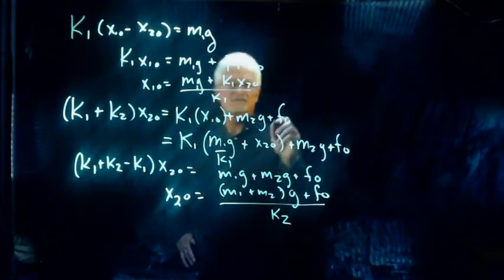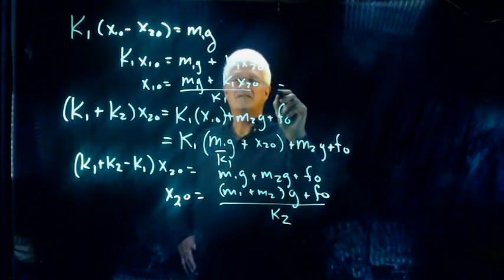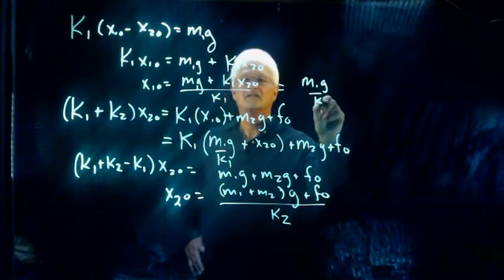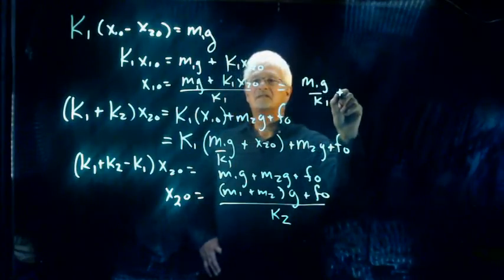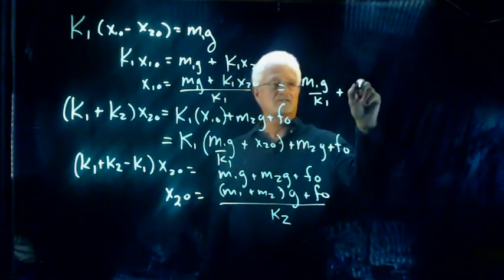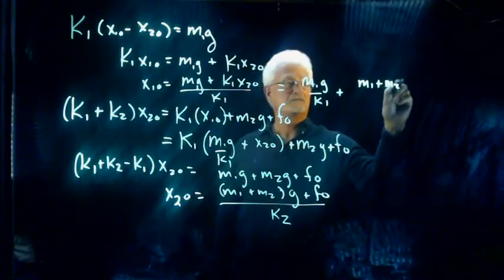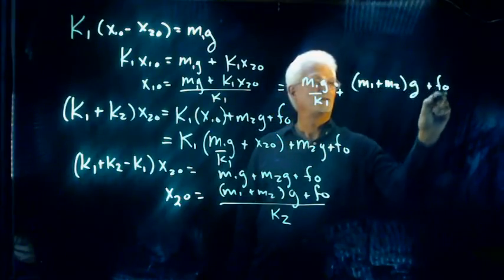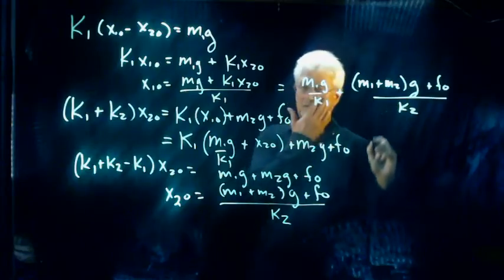Okay, so now we can substitute in here. This is going to be m1g over K1 plus x20, but we know what x20 is: m1 plus m2 times g plus f0 over K2.